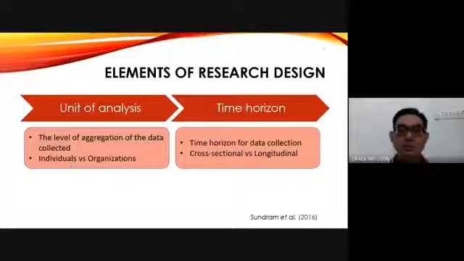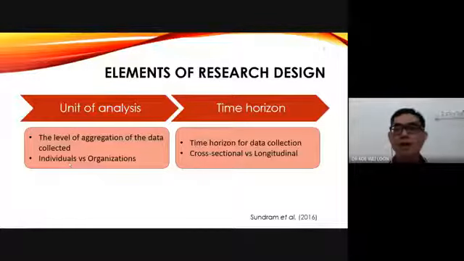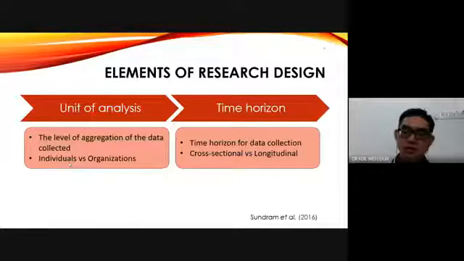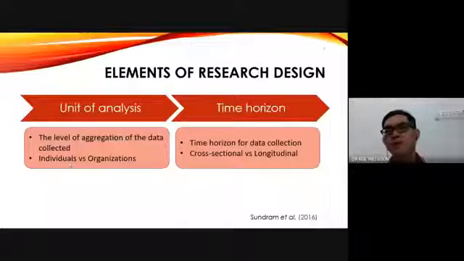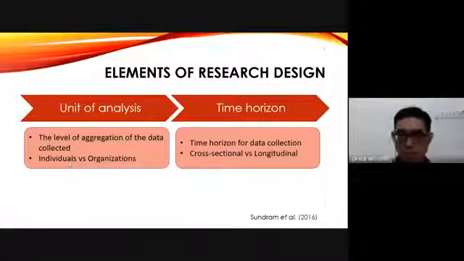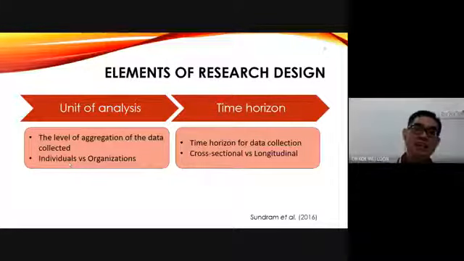I have another student. Her research is about organizational performance. She would like to see the performance of SMEs, small and medium enterprises, during COVID-19. So that's about her research. So in her case, in the second example, SMEs performance.